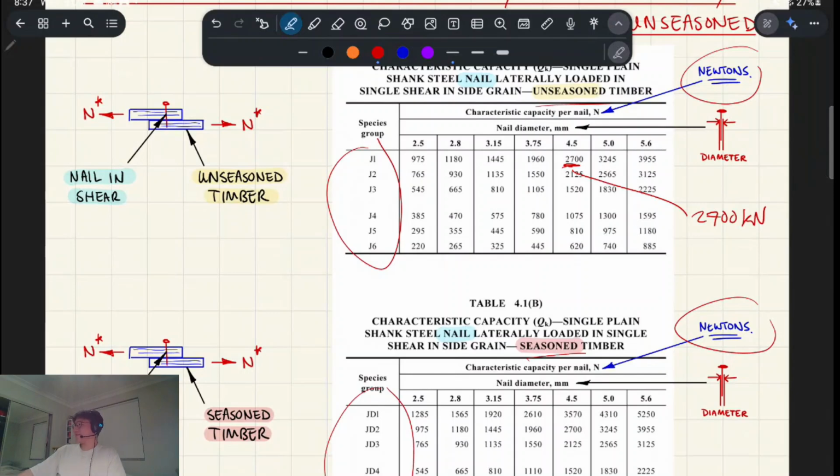Out of curiosity, people on Discord, in kilograms, if a dude's like 100 kilograms, how many kilonewtons does he weigh? Sorry to people watching the recording. I'm going to force an answer out of people on Discord.